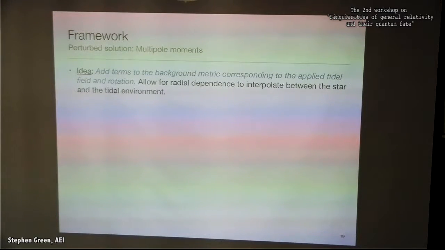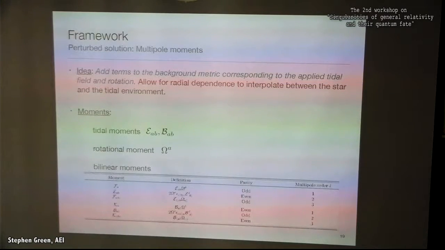But now we perturb it. So the idea is that we add terms to the background metric that correspond to the applied tidal field and the rotation. And then we're going to allow for radial dependence to interpolate between the star and the tidal environment. So the way to do that is we take all our tidal moments, E_AB and B_AB, and our rotational moment, omega_A, and we treat these as perturbations. And with these, we also have these bilinear moments.